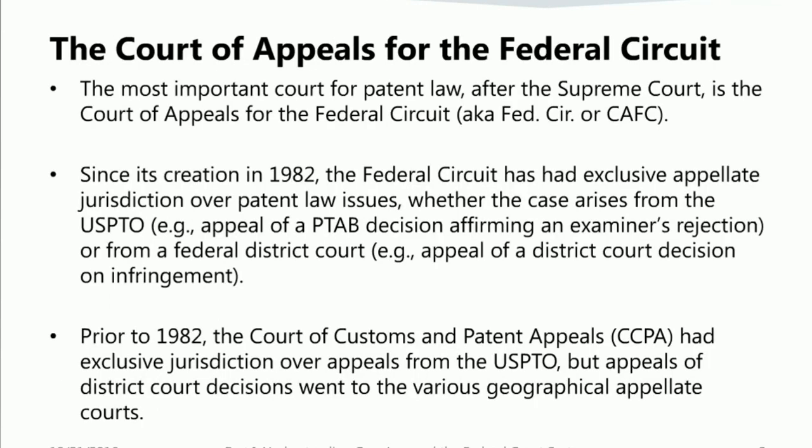Aside from the Supreme Court, the Court of Appeals for the Federal Circuit is the most important court for patent law. You'll often hear this court referred to as the Federal Circuit, or even Fed Cir, or CAFC. The Federal Circuit has existed since 1982. It is a court of nationwide jurisdiction for appeals that arise under the patent laws. The Federal Circuit can hear appeals from decisions of the USPTO, such as Patent Trial and Appeal Board or PTAB decisions affirming an examiner's rejection.